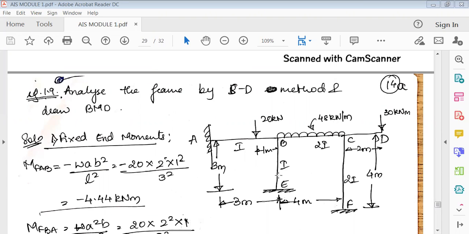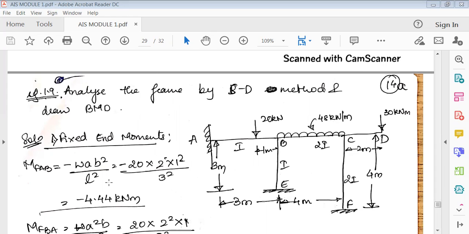There is a point load which is eccentric, there is a UDL on span BC, and there is a load here. The moment of inertia is I in AB and BE, and in CF it is 2I. All the other dimensions are given. As usual, first we find the fixed end moments, then the slope deflection equations, the joint equilibrium equations, followed by the final moments, then marking and drawing the bending moment diagram. All the steps are the same.